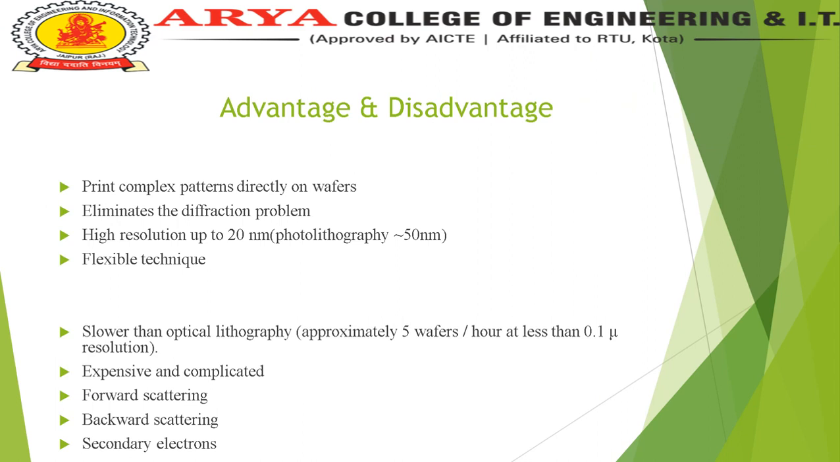What are the advantages and disadvantages of electron beam lithography? Advantages: it prints complex patterns directly on the wafer, which eliminates the diffraction problems; high resolution up to 20 nanometers; flexible technique. Disadvantages: slower than optical lithography, expensive and complicated. Also forward scattering, backward scattering, and secondary electrons.